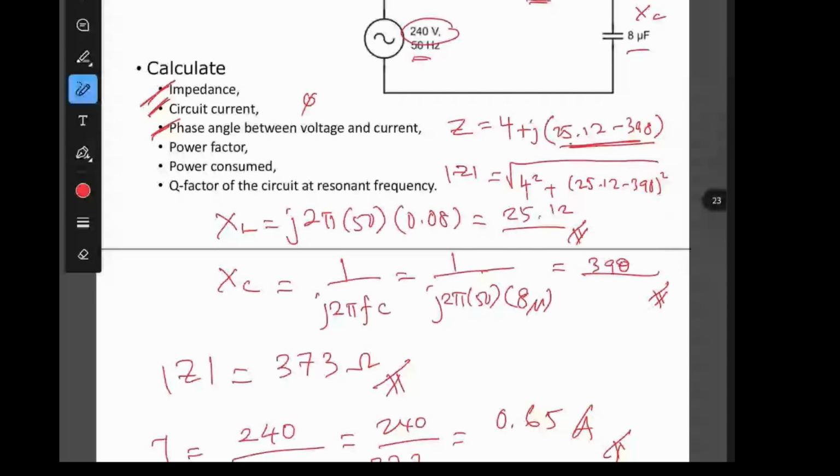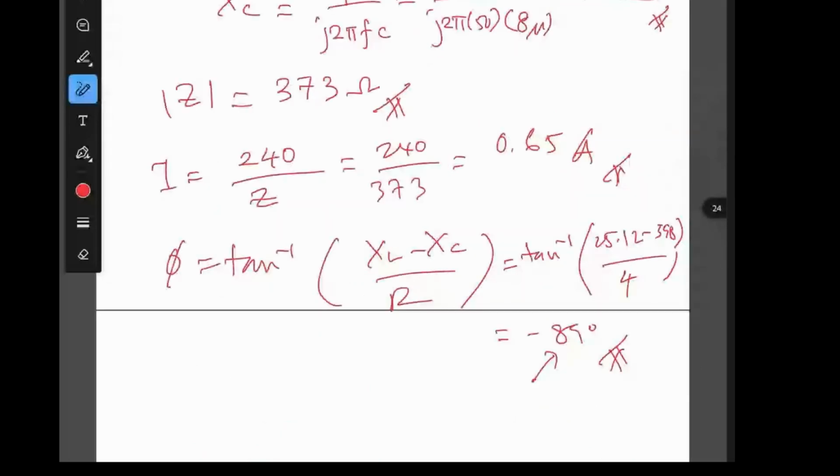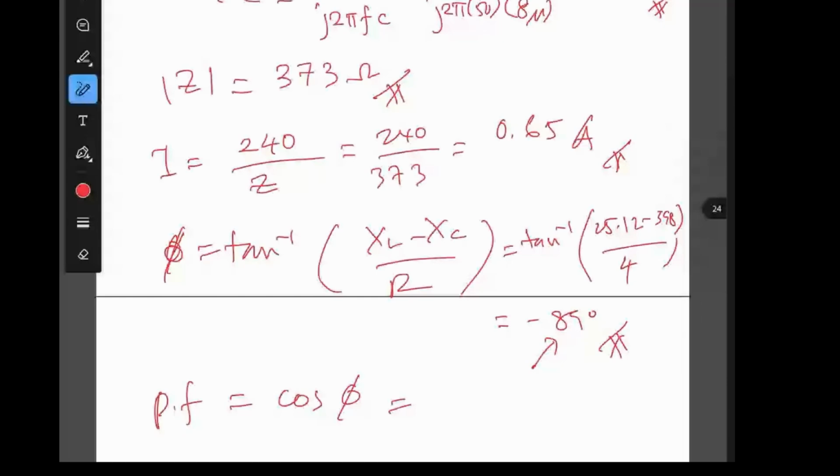Okay, next is power factor. So power factor, just take this value and cos it. Power factor is equal to cos of the angle. So we get cos 89 is equal to 0.01.